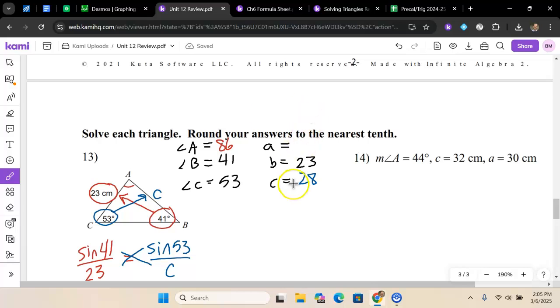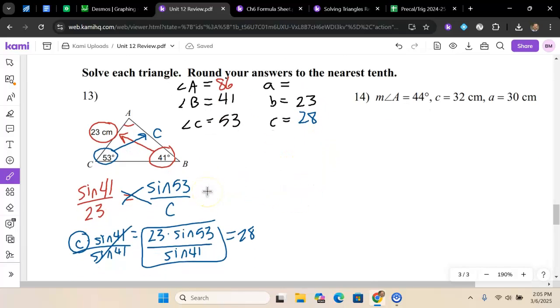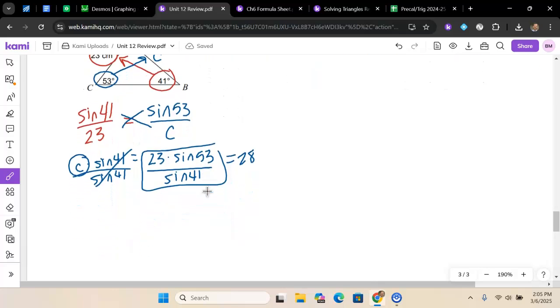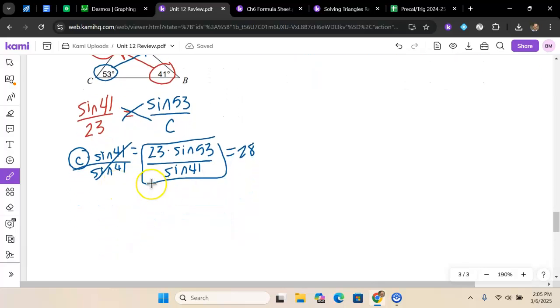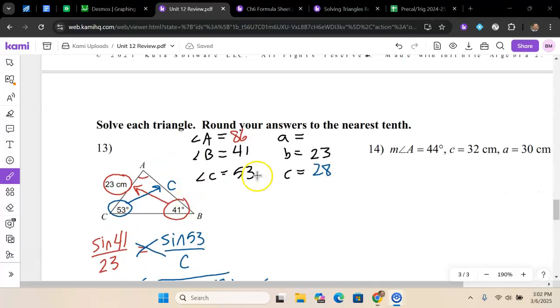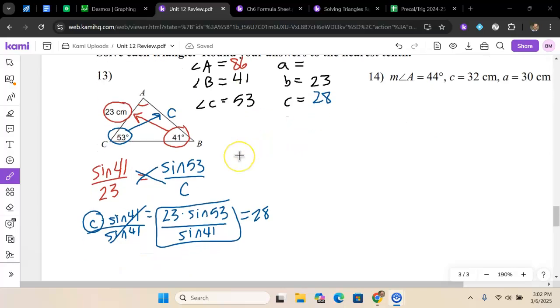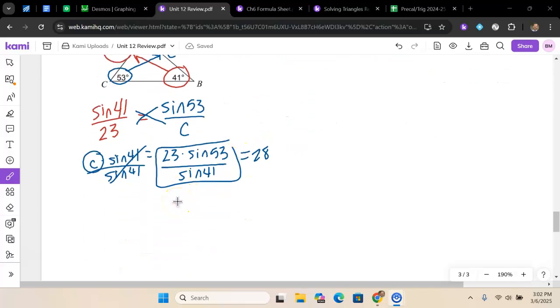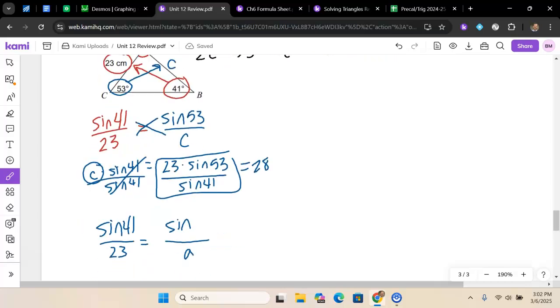The mistake that some people make is they'll just say, oh, I can use the Pythagorean theorem now. That is incorrect. So I just have to set up another law of sines. Now we're just going to basically switch out the C stuff for the A stuff. We're still going to use the B stuff that was given, sine of 41 over 23. But now instead of doing angle C to find side length C, I'm going to use angle A, which we have to be 86.